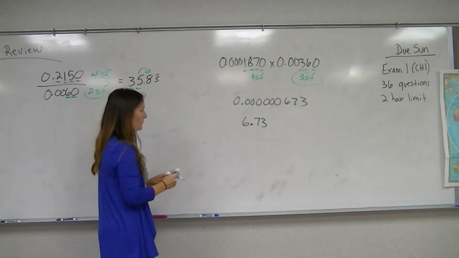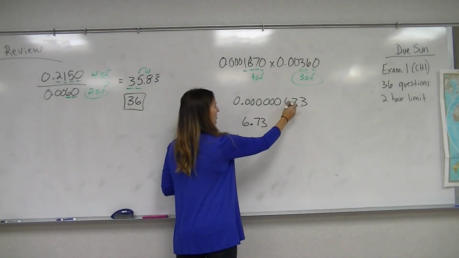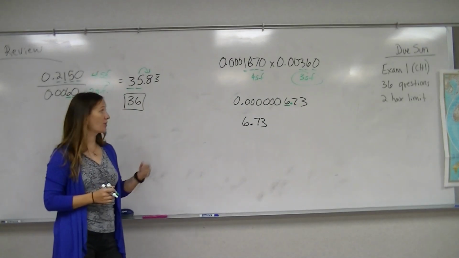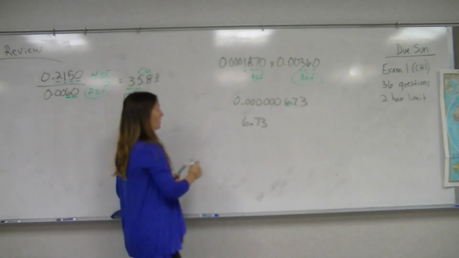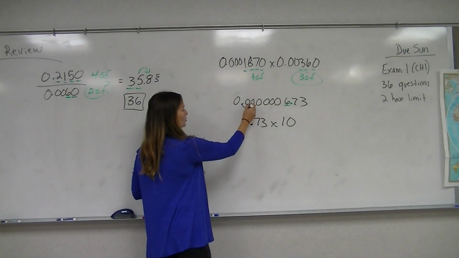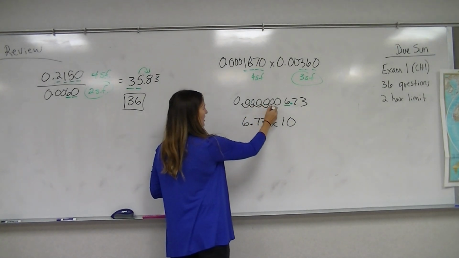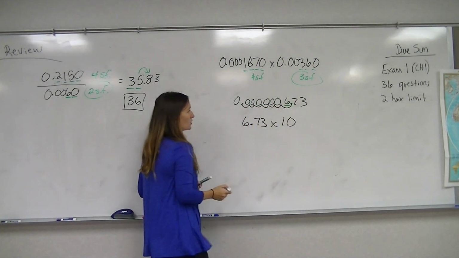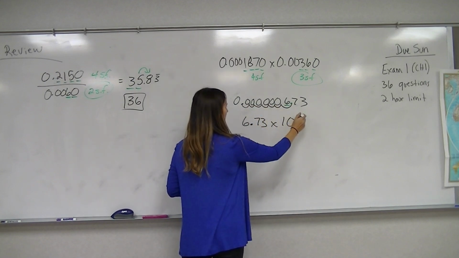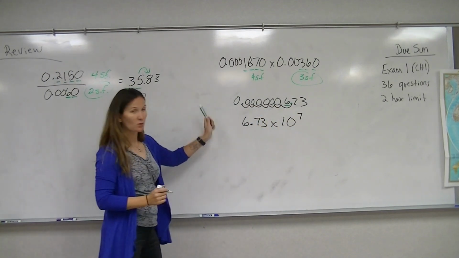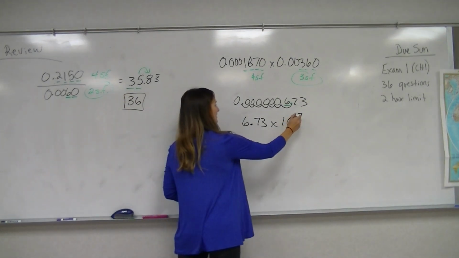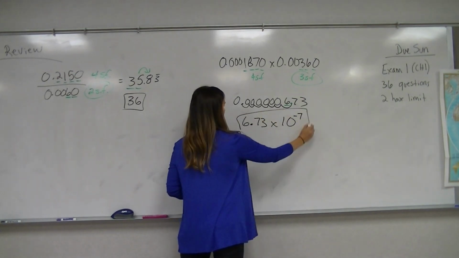So when you do scientific, remember, move your decimal so that it has just one non-zero number to the left. So that's how I know it goes between the 6 and the 7. Then, to figure out the exponent, it's how many times you move the original decimal to get it to where the new decimal is. So that was 1, 2, 3, 4, 5, 6, 7. Since I moved to the right, and since the original number was less than 1, this is going to be a negative 7 exponent.